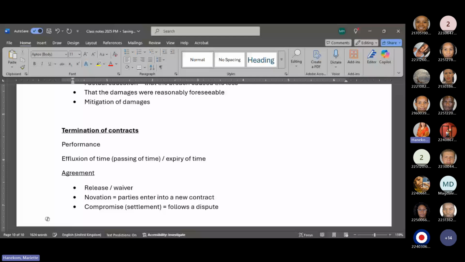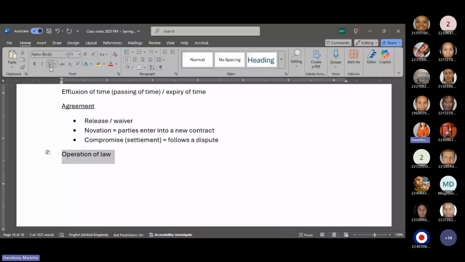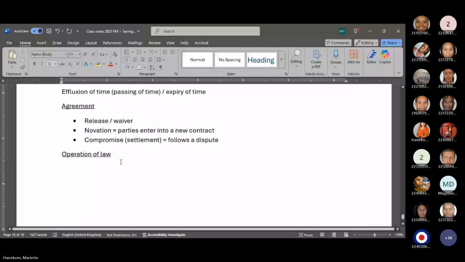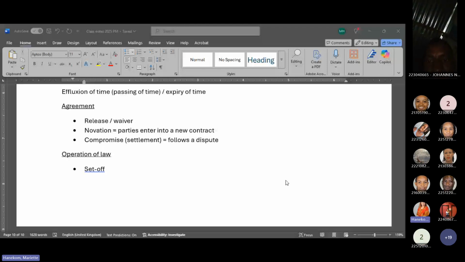In some instances also, a contract can terminate due to operation of law. There can be certain legal factors which will lead to the end of the contract. First one is set off. Set off can only take place with regard to contracts that involve the payment of money between the same parties. Let's type that out for you.